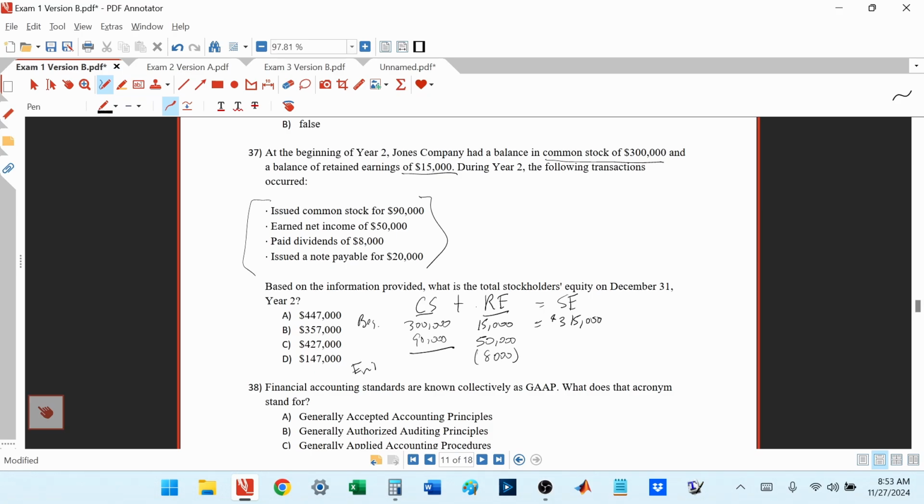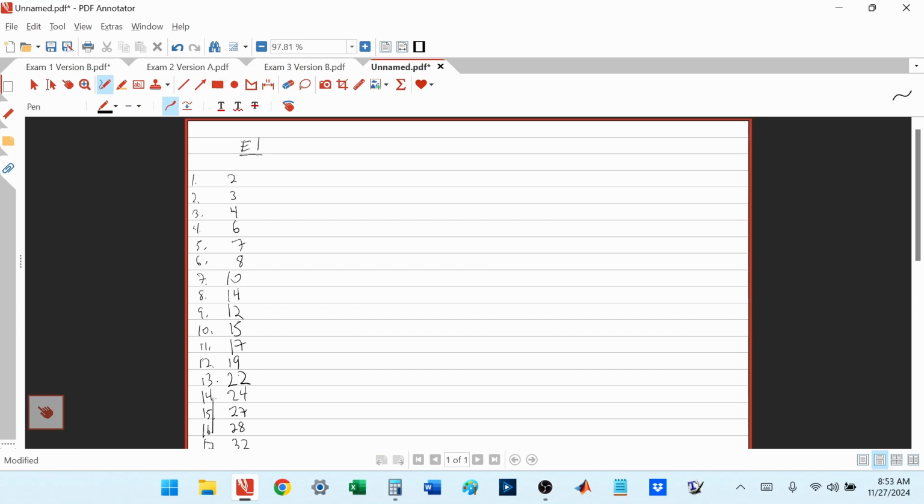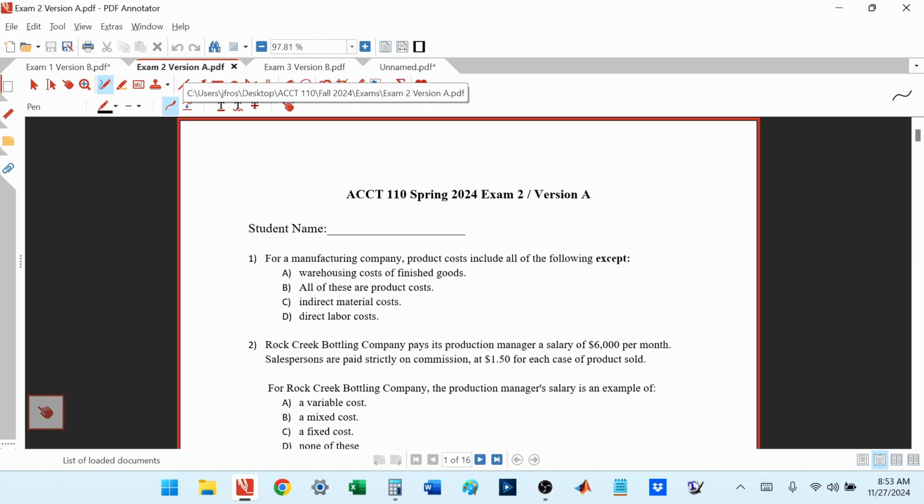So the ending balance in common stock is $390. The ending balance in retained earnings is 15 plus 50 minus 8, which is 57. And so at the end of the year, 390 plus 57, stockholders' equity has a balance of 447. And that's it for exam 1. So we've gone through 20 questions. Let's go on over to exam 2 now.